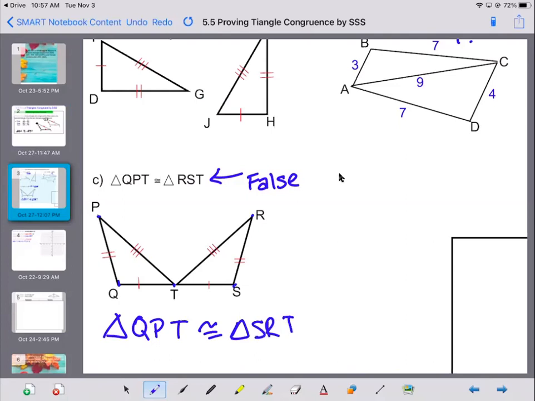So the order of the letters is super important. I know we've talked about this before, but when you put them out of order, you're basically saying that different segments are the same when they're not. So be careful that those letters are in order. They're going to try to trick you on that all the time.